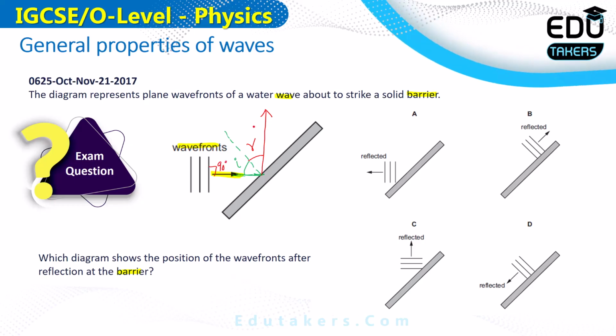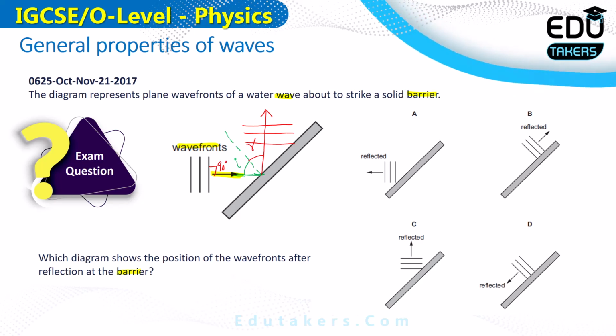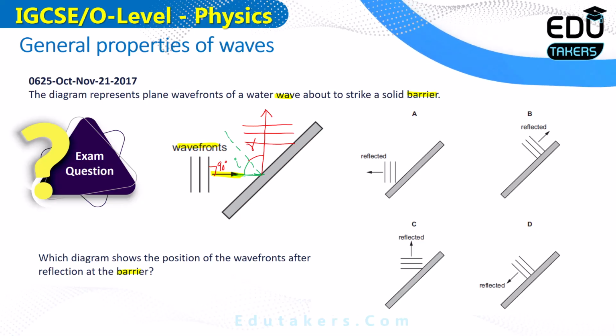You need to draw here the wavefront perpendicular to the direction of the reflection, just like that. So this would be the direction of the reflected wavefront. You just need to follow here the procedure. Draw the incident ray direction. Then at this point draw the normal line.